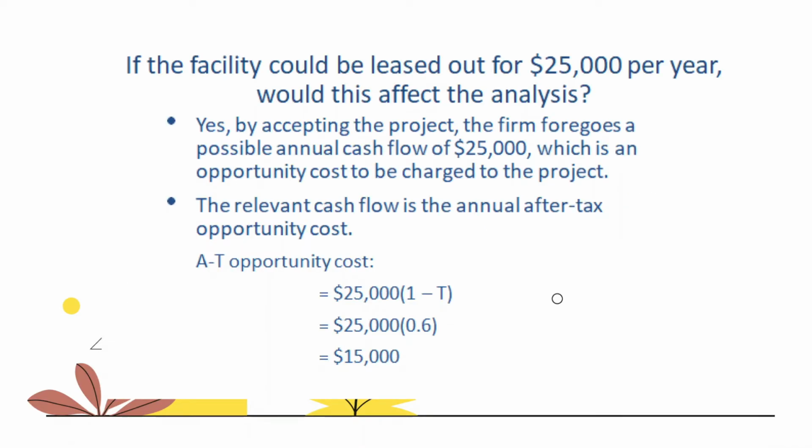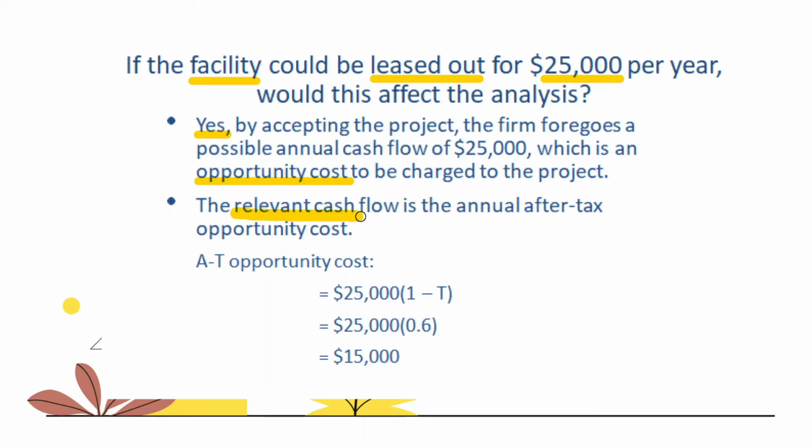In this example, we install our equipment in the factory. What if we do not carry on this investment proposal? The facility can be leased out to someone else, and this would represent the cash inflow of $25,000. Do we have to include this number in the analysis? The answer is yes. This $25,000 represents an opportunity cost. If we do not install the equipment, the factory can be leased out for $25,000.